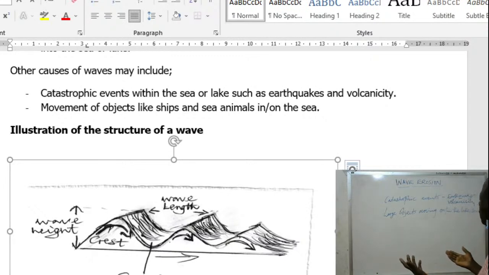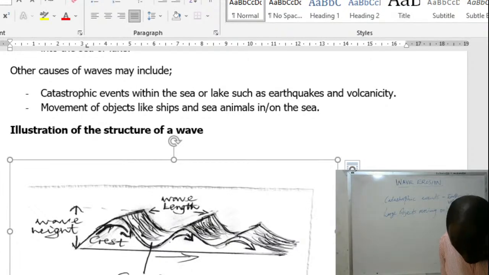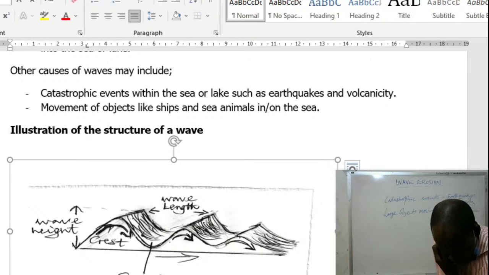So these large objects could be, for example, a ship or a vessel, a large vessel moving on the water. So it pushes the water, and that water may start moving with those oscillations in the form of waves. Or we can even have aquatic animals, large aquatic animals like whales, as they swim within the water. They may also send off forward movement of water in the form of oscillations that we have described as waves.